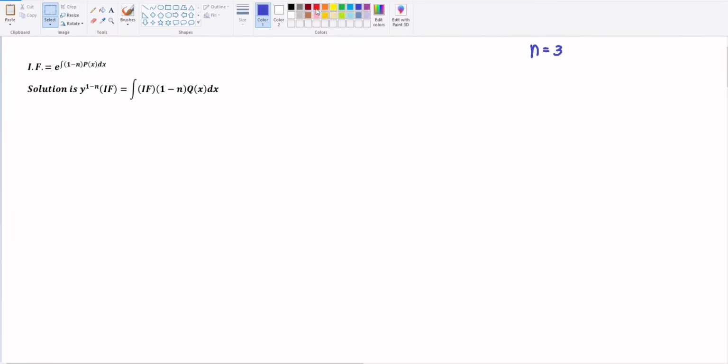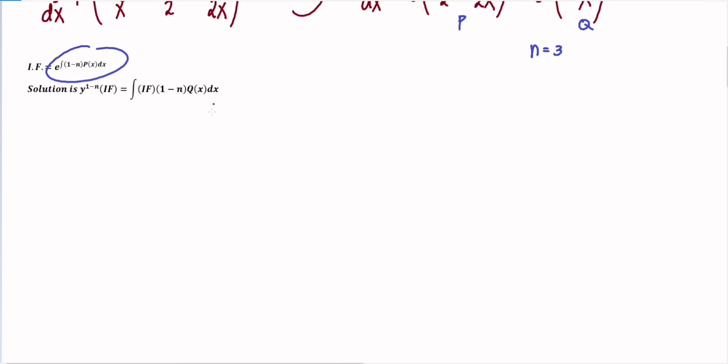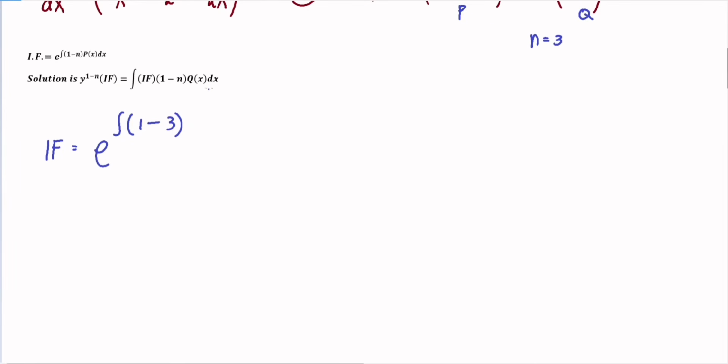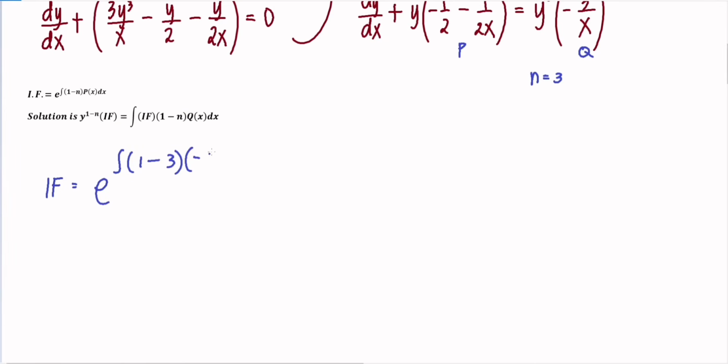So, we will have the integrating factor first. Let's solve the integrating factor. The integrating factor is equal to e raised to the integral of 1 minus n, and 1 minus n in this case is 3, multiplied by p of x dx. What is p? It is this: negative 1/2 minus 1 over 2x, then dx. Okay? So, that would be the integrating factor.